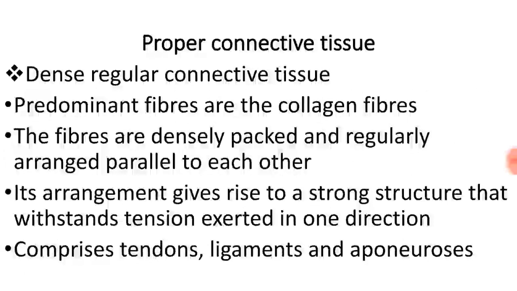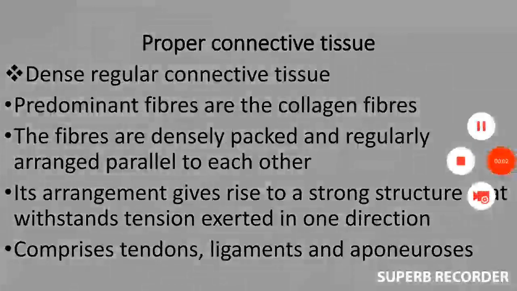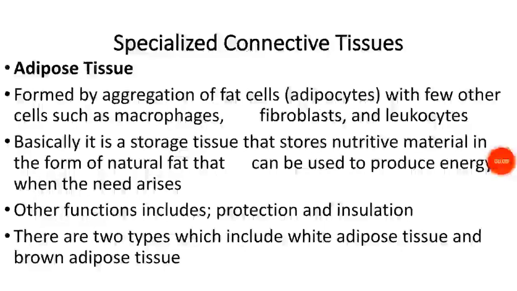Tendons are the tissues that connect bone and muscle. Ligaments connect bone to bone, and the aponeurosis connects muscles and flat bones. Then let us see specialized connective tissues.